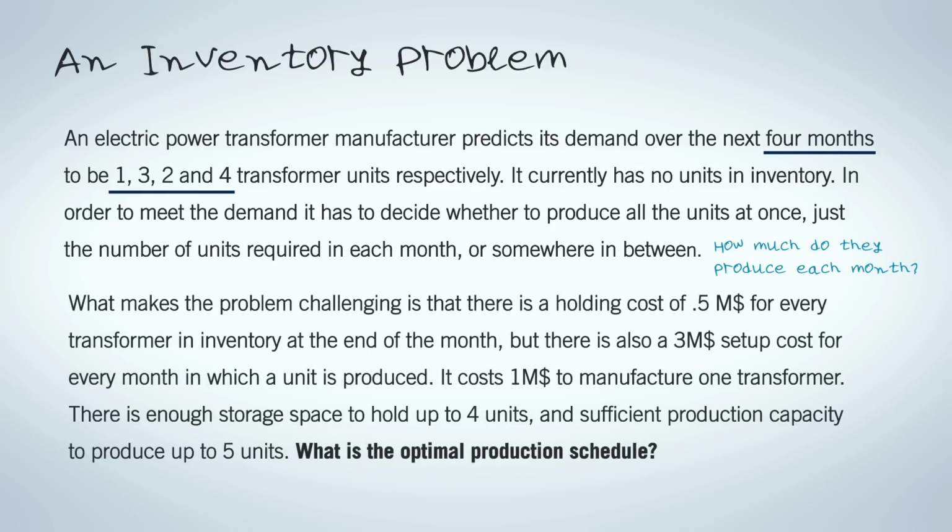What makes the problem challenging is that there's a holding cost of $500,000 for every transformer in inventory at the end of the month. There's also a $3 million setup cost for every month in which a unit is produced. If you're going to produce any, you've got to pay $3 million. And it costs $1 million to manufacture one transformer. There's enough storage space to hold up to 4 units and sufficient production capacity to produce up to 5 units. What is the optimum production schedule?